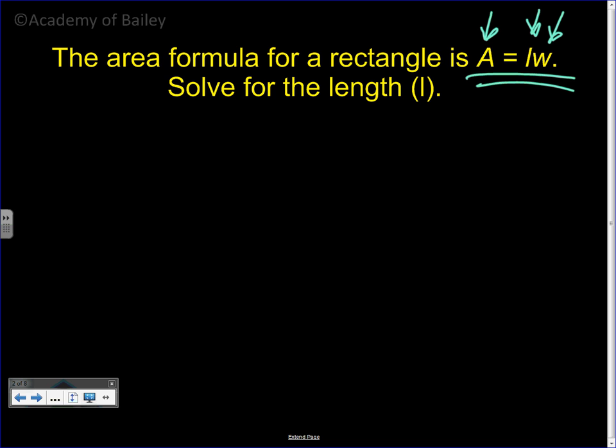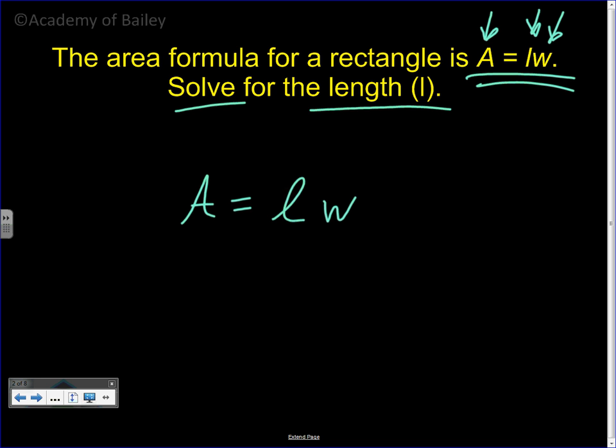So L equals length and W equals width. Sometimes you might see B and H, base times height, for the area of a rectangle. But we are supposed to solve for the length. So if we know area is equal to length, and when I do a lowercase l, I put it in cursive so it doesn't look like the number 1. So area is equal to length times width.